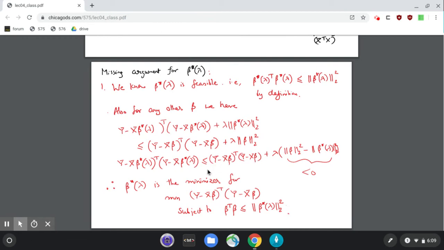Okay. And so we showed that beta star lambda, which is the solution of the first problem, is the solution for the second problem. What's the connection? The connection is that we chose the tau in the constraint to be exactly beta star lambda 2 norm square.